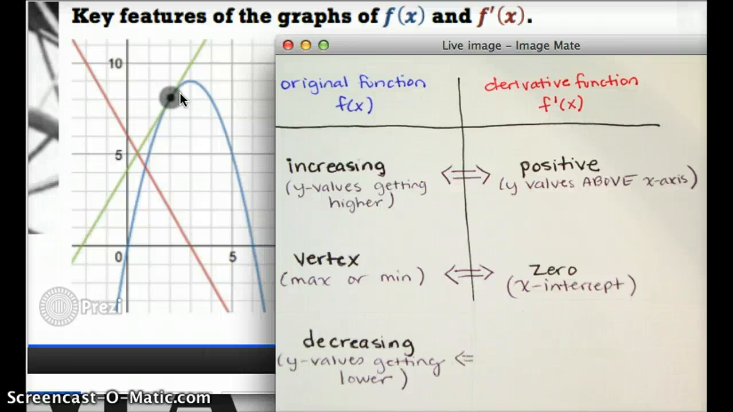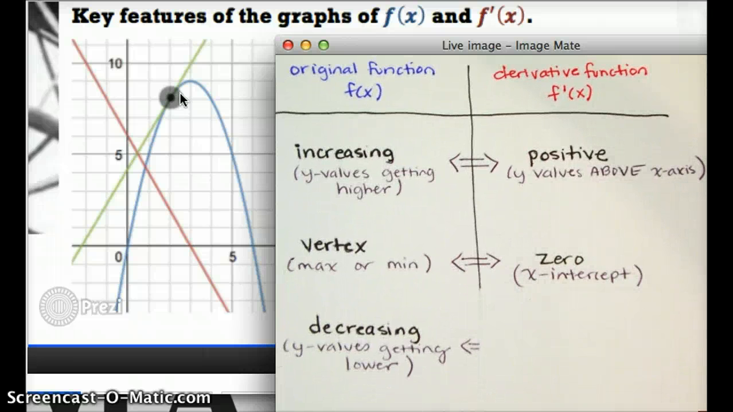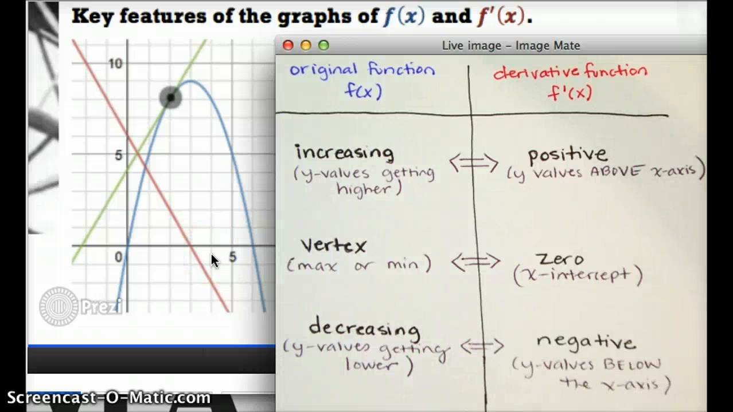You can probably guess the last connection that I'm going to ask you to see, which is what happens when the original function is decreasing? What happens to your derivative function's graph? Right, so the original function is decreasing when x is greater than 3. It's this right-hand side of the graph. And what you notice is that on the right-hand side of the graph, the derivative function is negative. In other words, the y values, the line is below the x-axis. These relationships will hold true for every original function and derivative function.